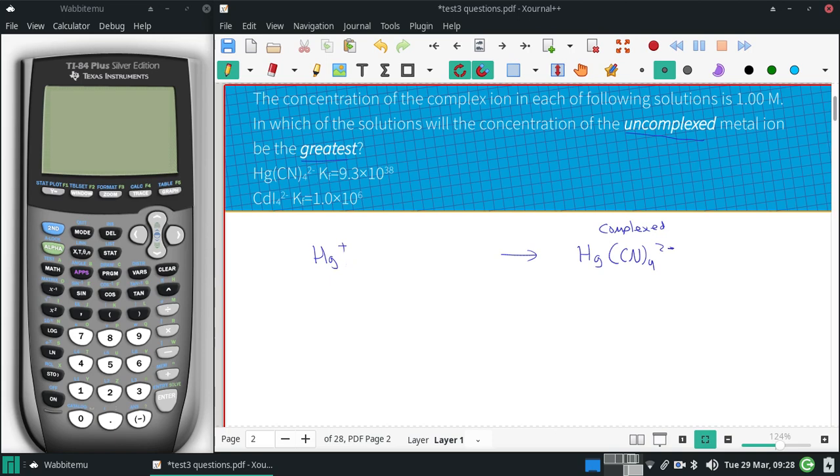Let's see. CNs are each -1. This has got to be the mercury 2+. And this thing bumped into some cyanides, and now we've got the complete equation. But this is the uncomplexed. All right. But think about it in terms of uncomplexed is always reactant, complexed is always products. And if we want uncomplexed to be the greatest, we want a reaction that favors reactants, therefore a small K. So the small K is what we're looking for.